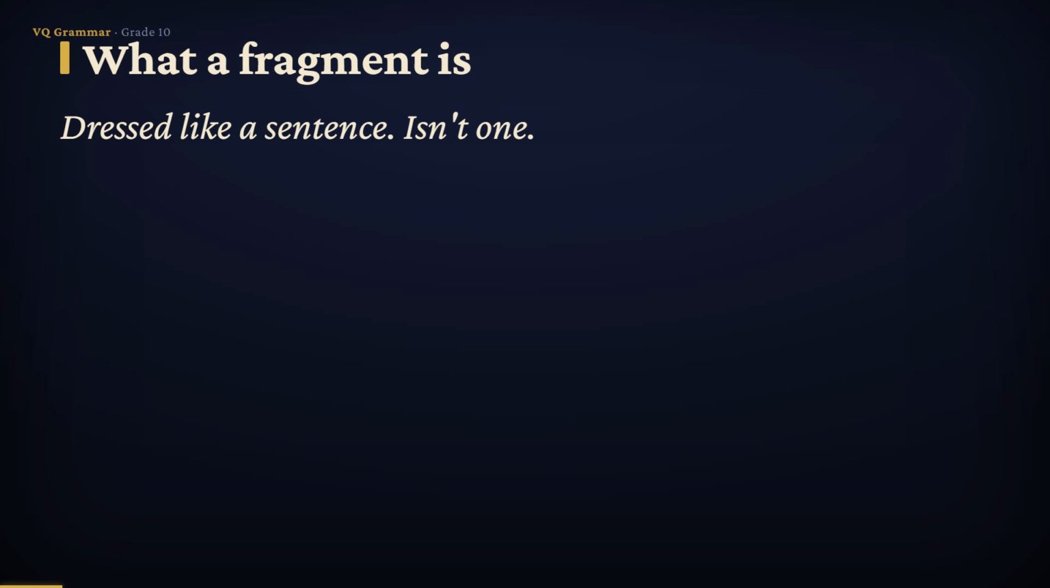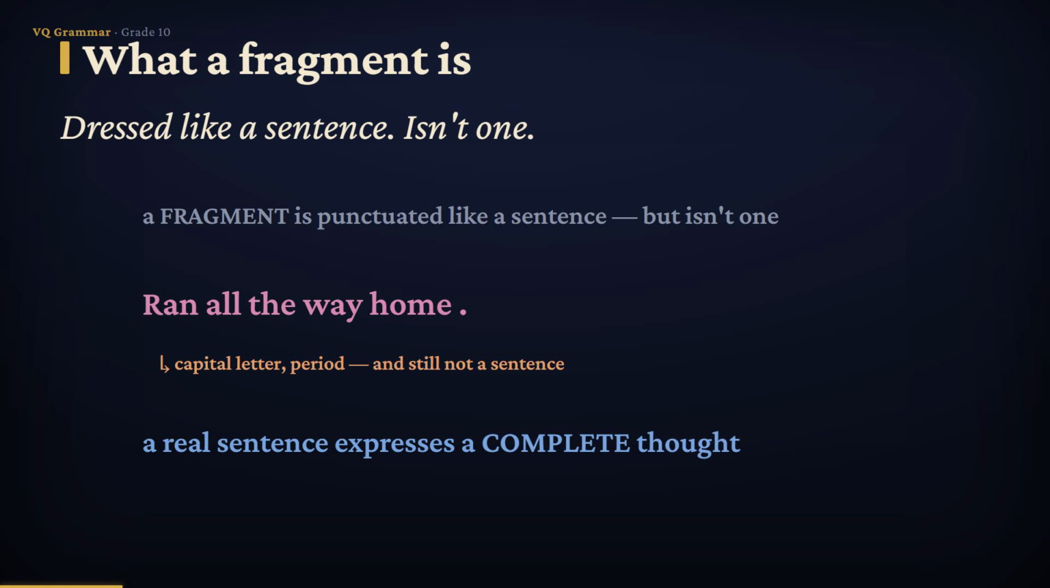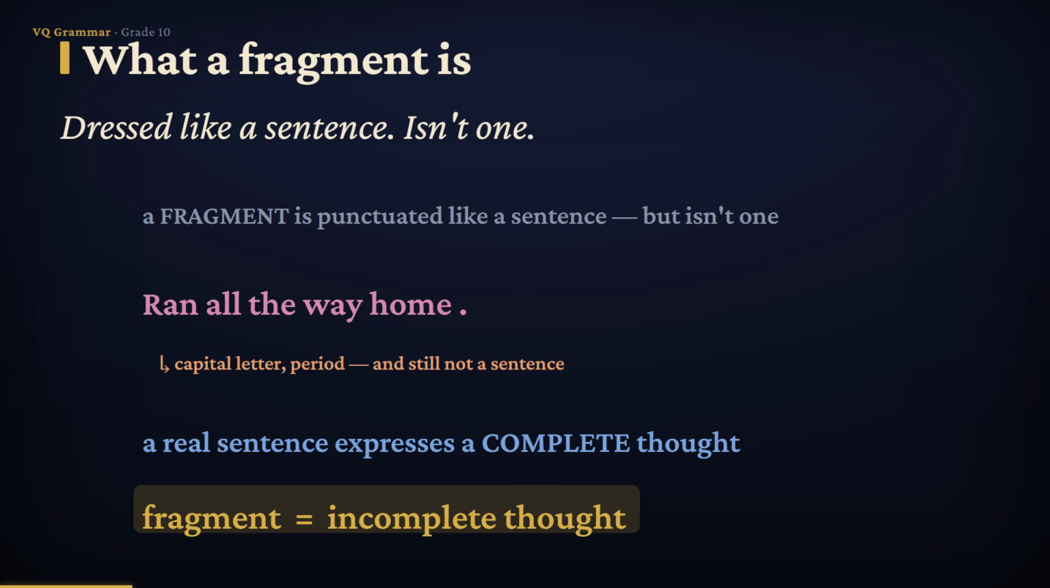A sentence fragment is a group of words that is punctuated like a sentence. It starts with a capital letter and it ends with a period, but it does not express a complete thought. Here's one. Ran all the way home. Look at it. It has a capital R at the front and a period at the back, so it is wearing the costume of a sentence. But read it out loud and something is missing. Your mind is left waiting. And that's the heart of it. A real sentence expresses a complete thought. A fragment leaves the thought unfinished.